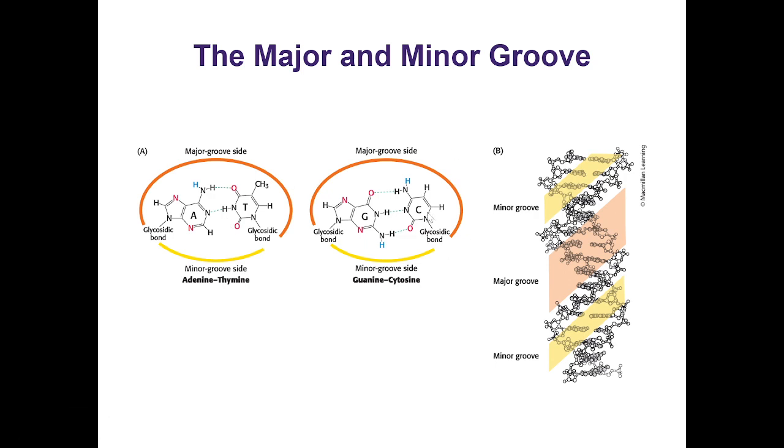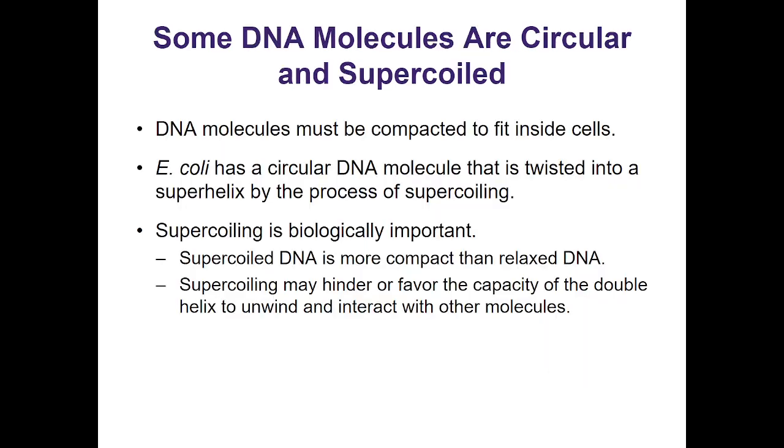Right here we again see the GC pairing, and again we see the major groove on this side, minor groove right here. And that's what we're seeing right here, corresponding. Everybody see that okay? Fantastic. All right, so some DNA molecules are going to be circular. Some of them will be supercoiled. These DNA molecules must be compacted to fit inside the cells.